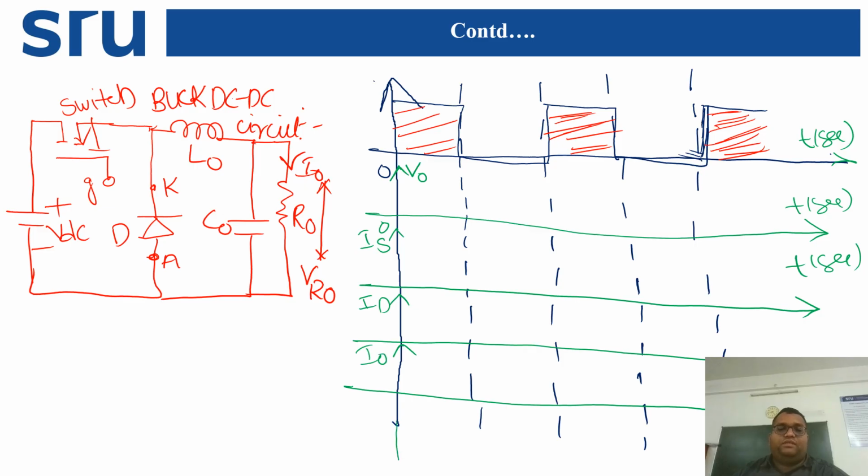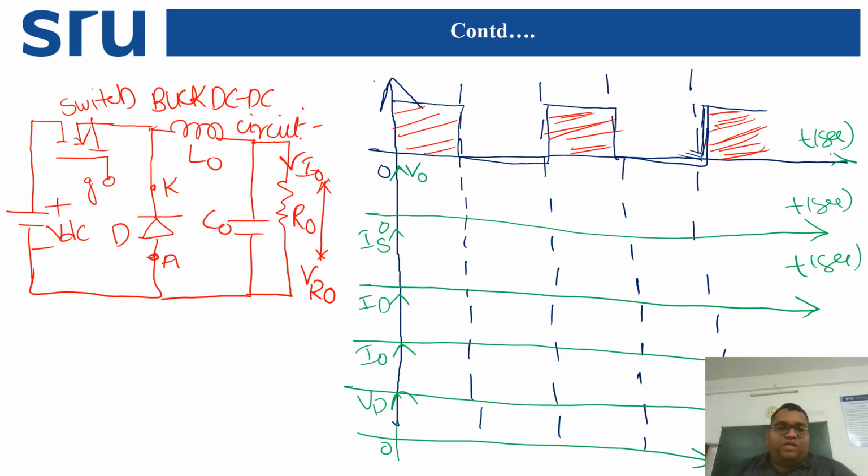Next, we have to take the diode voltage. Let us take it as VD. This is 0. Now, one by one, we are going to draw the waveforms and how each varies with respect to time. We will see now. First and foremost, let us talk about the waveform.